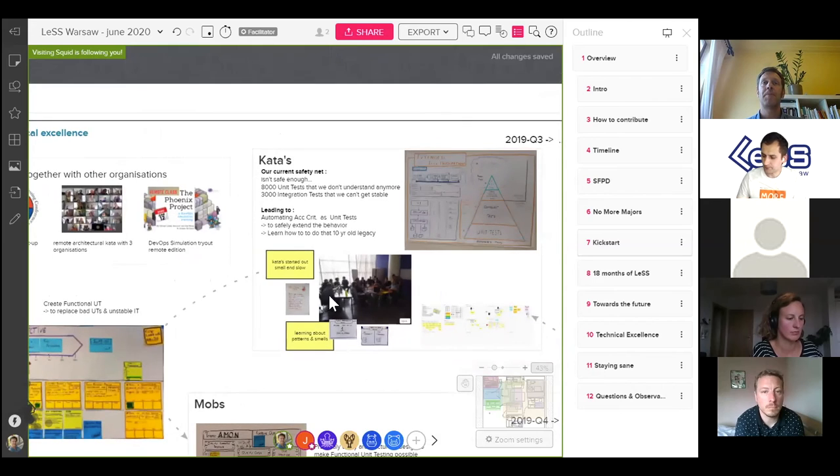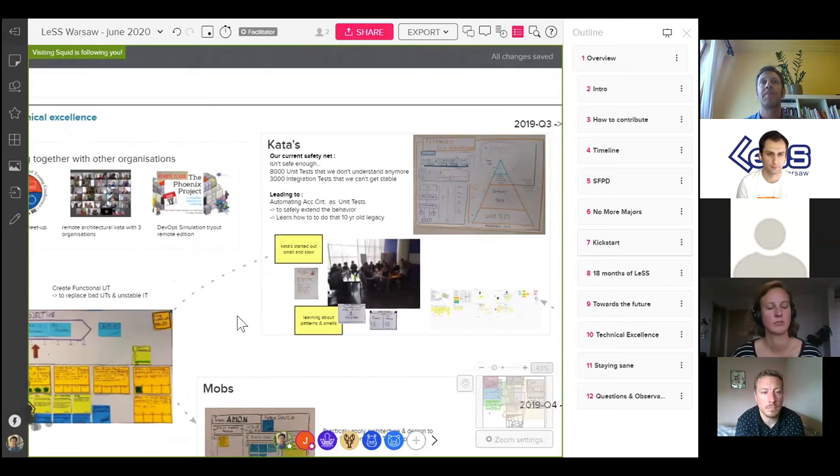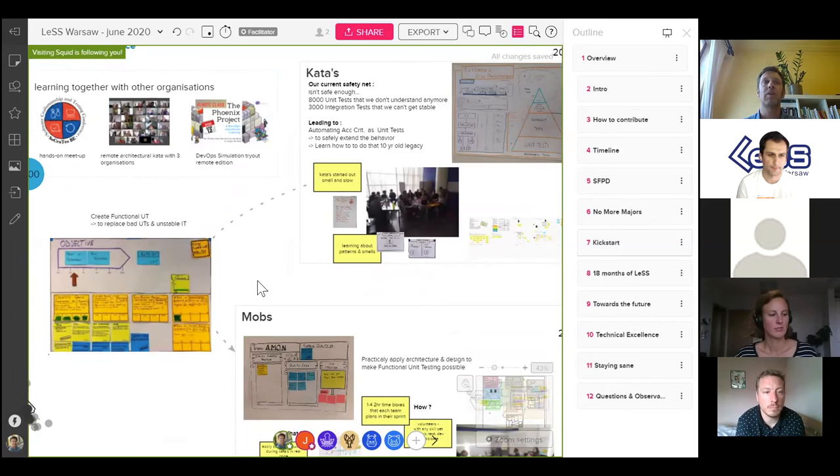So when we started learning about these patterns, we started thinking, okay, but how can we apply this knowledge to our code base, to our system? So we came up with the concept of a verified unit test. A verified unit test is a unit test that verifies behavior, not technical things, but behavior.